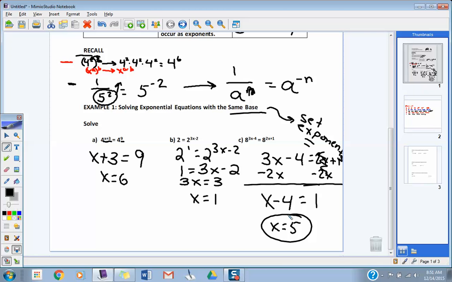So you just picked any random number? No. How'd you get 6? I set the x plus 3 part equal to 9 because the 4s were the same. If these are equal, 4 to some power has to equal 4 to the same power, which means this power and that power have to be the same. So x plus 3 has to equal what value? 9. And when you subtract 3 from 9, you get 6, okay?